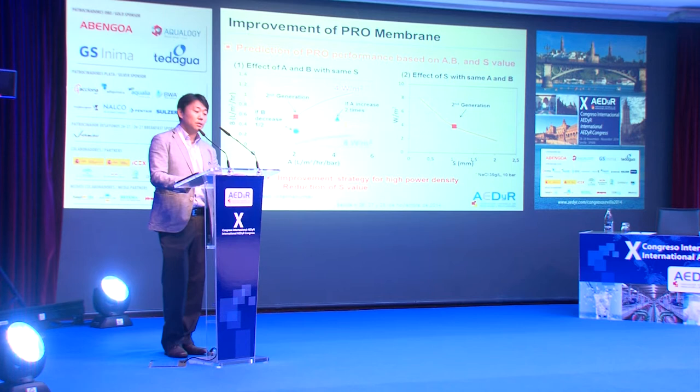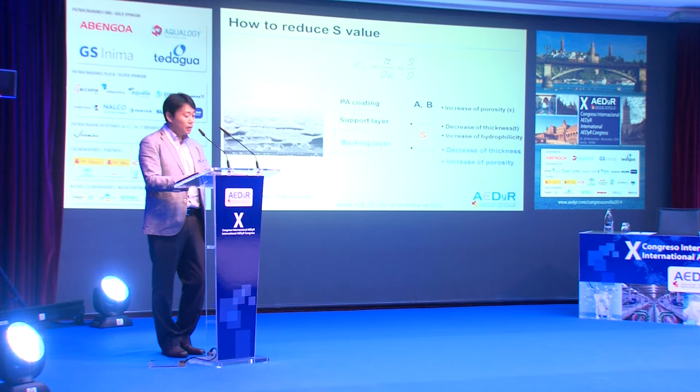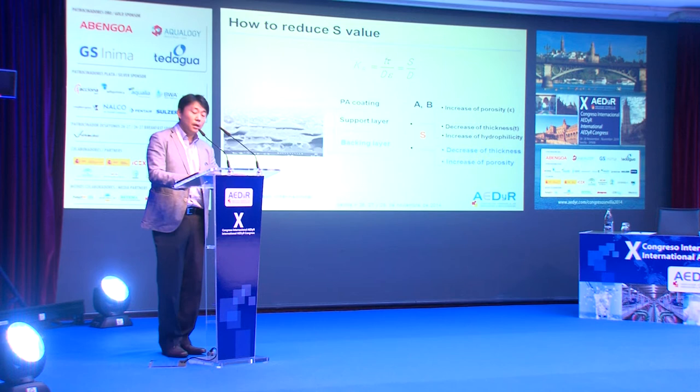This picture shows the cross-section SEM image of our PRO membrane designed to reduce the S value. It can be reduced by adjusting the backing layer and support layer. In particular, we can reduce the S value easily by reducing the thickness and increasing the porosity of the backing layer.